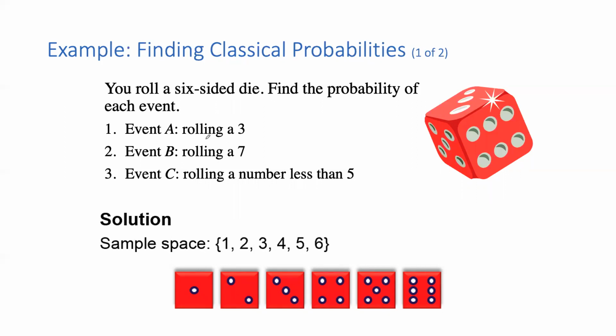So event A is rolling a three, okay? Event B is rolling a 7 and event C is rolling a number less than 5. So I want to calculate the probability of each of these events happening. Before I go into all of that, I need to know what the sample space is, and here I know what the sample space is. So when I roll a die, one of six possible outcomes is possible. Either a 1 can show up, a 2 can show up, a 3, a 4, or a 5 or a 6. So the size of the sample space here is 6, right? There's 6 possible outcomes that could show up when I roll a six-sided die.